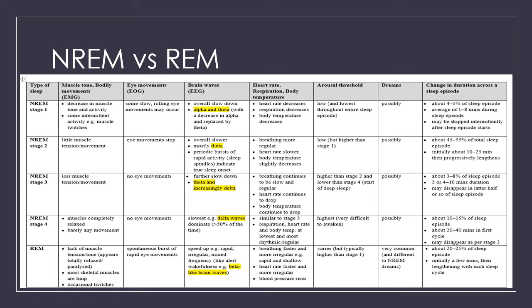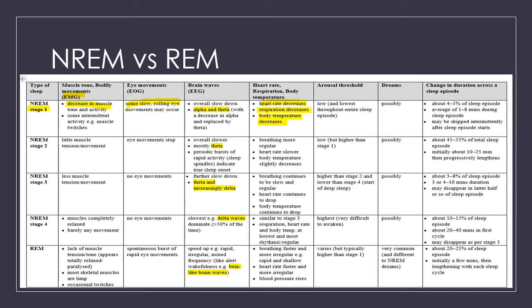So we're going to look at NREM stage 1, and a lot of people tend to get this one confused because, and I don't know why, but NREM is non-rapid eye movement. You should know this by now, but still. So the EMG is what we're going to be looking at first. And it will show a decrease in muscle tone and activity. It'll show some slow rolling eye movements. There's overall slowdown, but the alpha and theta brainwaves are what you're going to see in stage 1. Your heart rate's going to decrease, respiration's going to decrease, and body temperature decreases.